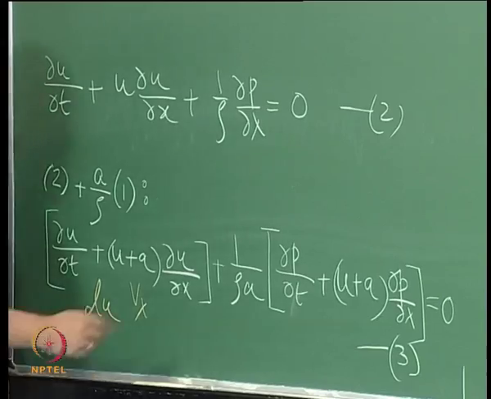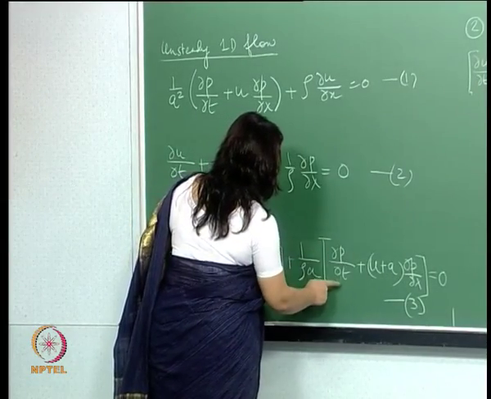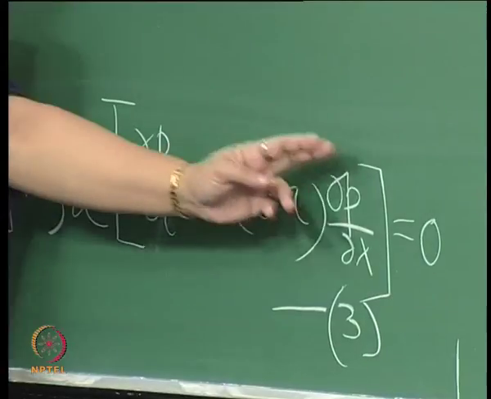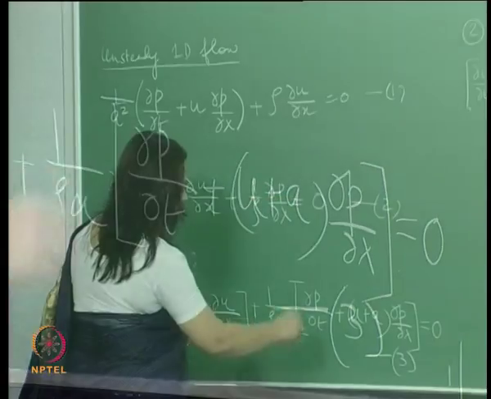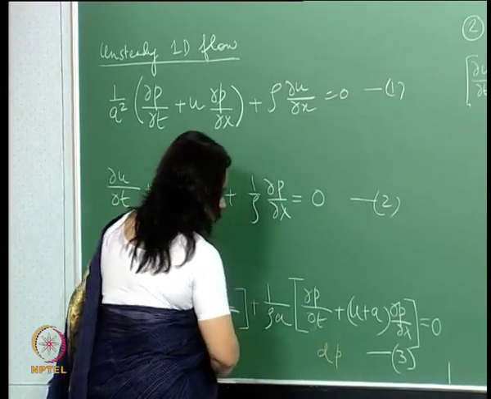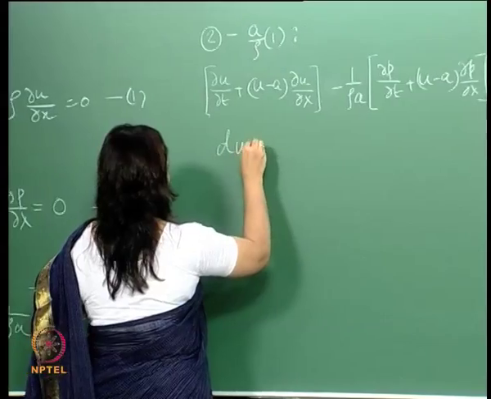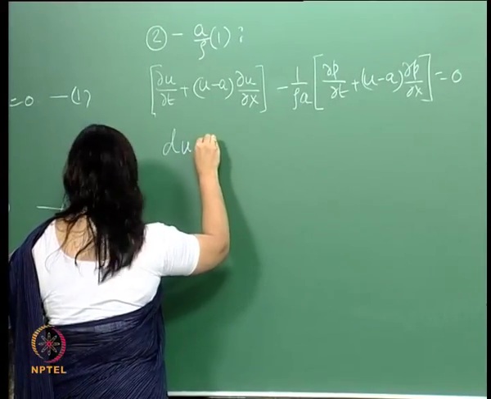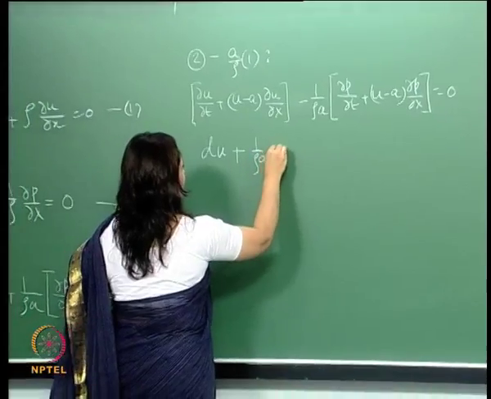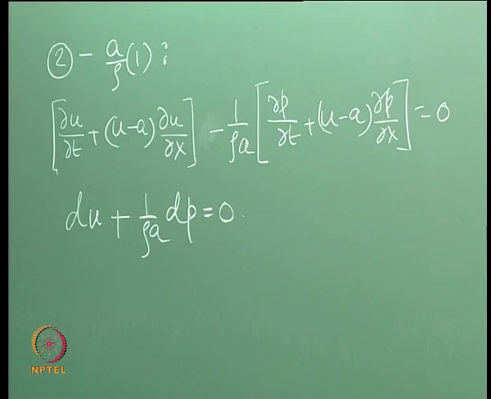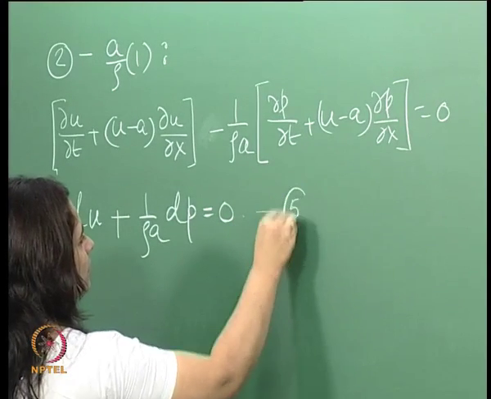And it is similar here. This is the local change in the pressure, and this is the convective change in the pressure. So we can also write this as dP, right? Therefore we can write equation 3 in this form. If I do that, let me call this equation 5.